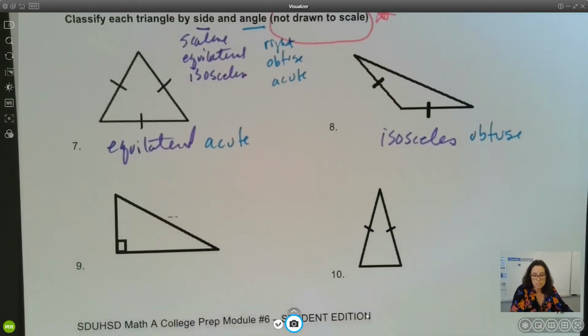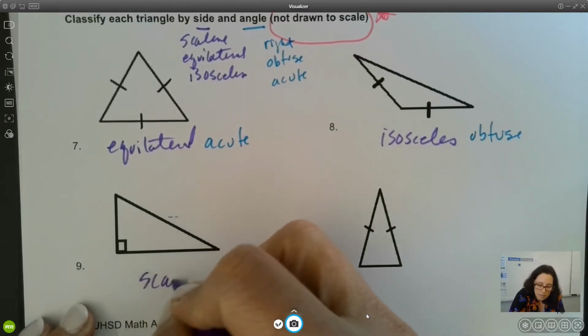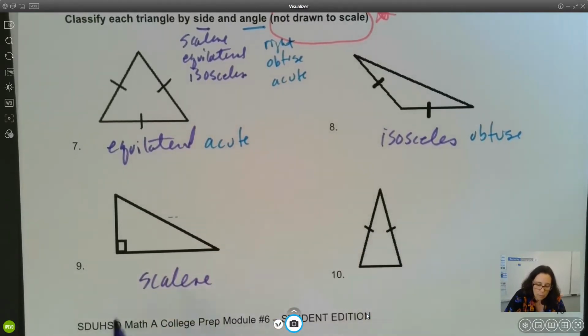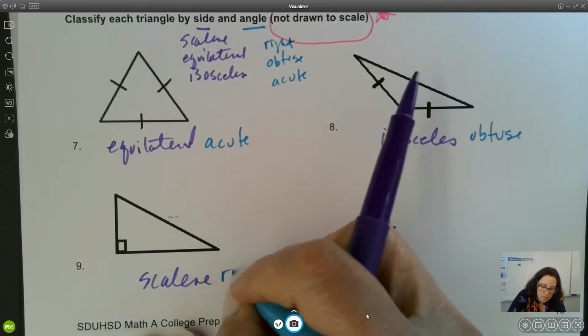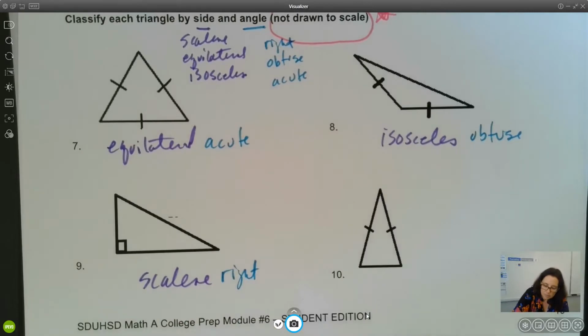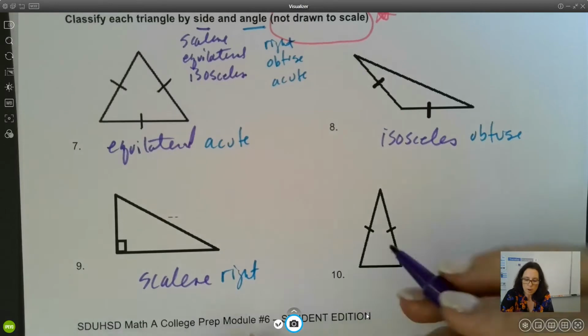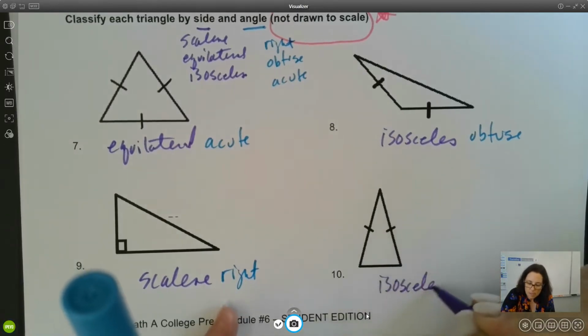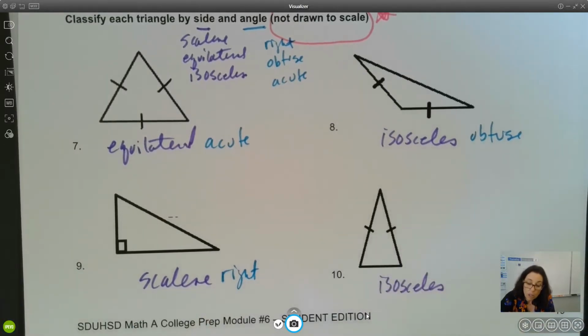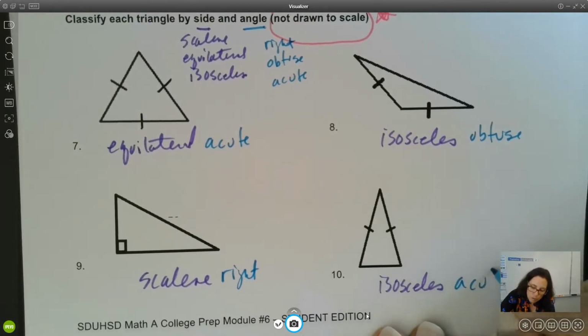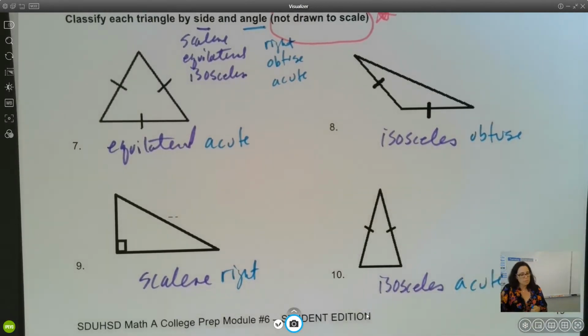All right, this guy down here, number 9. Nothing is marked, so it must be scalene. And we've got one angle marked, and that little box means that it's right. So this is a scalene right triangle. This guy, two sides are marked the same, so isosceles, and all of the angles are acute. So again, this vocab, you've got to have this vocab down by now. All right, let's do some true-false questions.